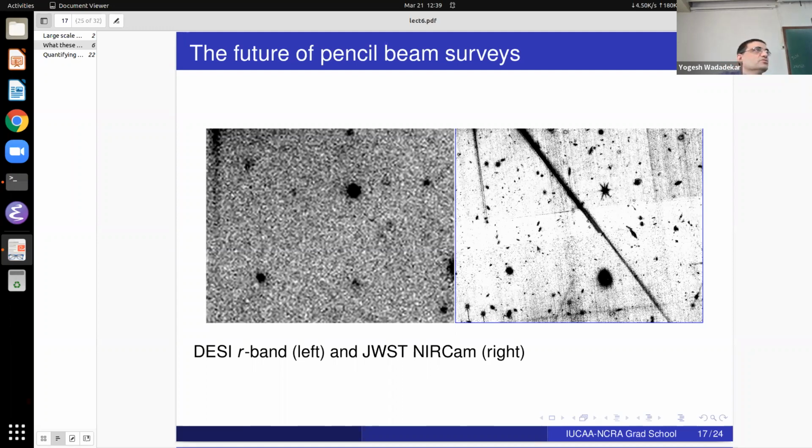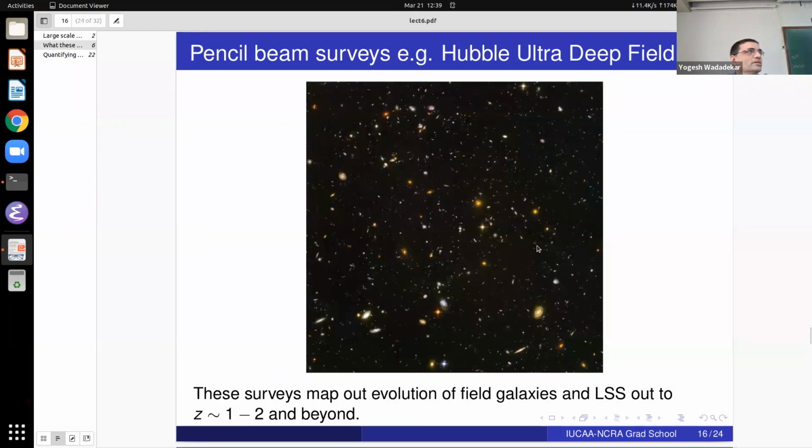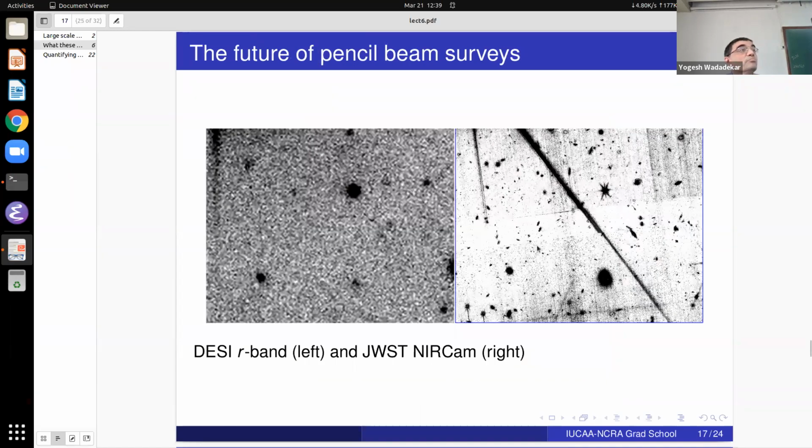So in 30 minutes, you got so many. If you do it for 15 days, you will get the equivalent of this Hubble Ultra Deep Field that you see in this picture, except that it will have many, many more high redshift galaxies than what Hubble can detect. Because remember, as you go to high redshifts, your rest-frame optical emission gets redshifted into the near infrared. So you'll detect lots and lots of high redshift galaxies.